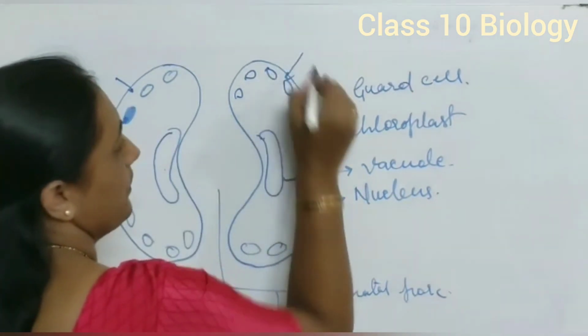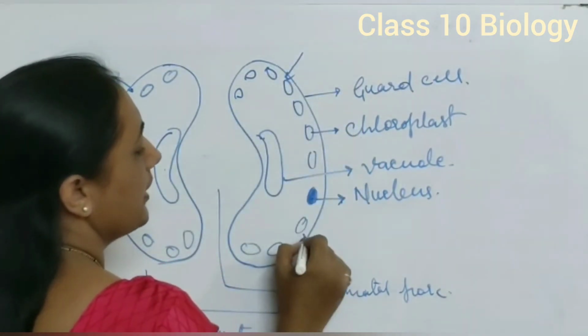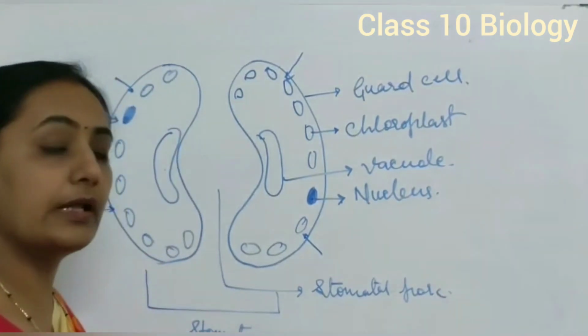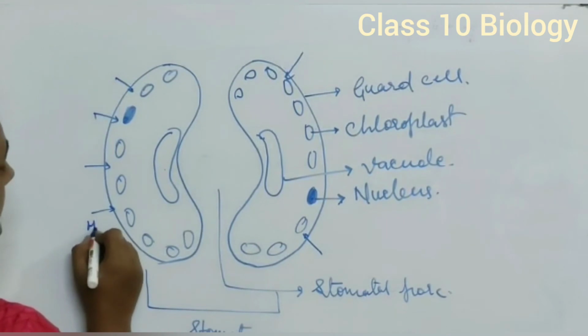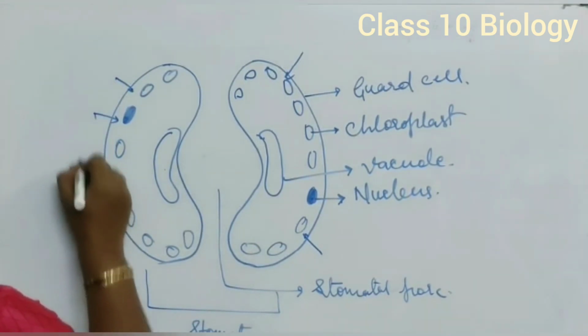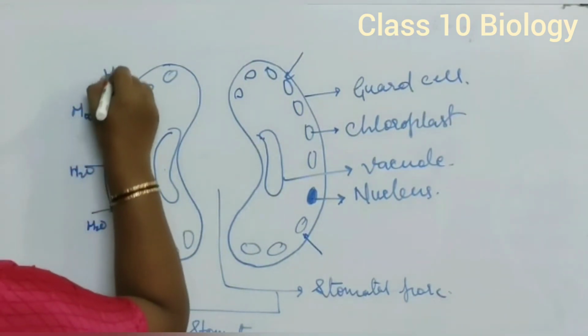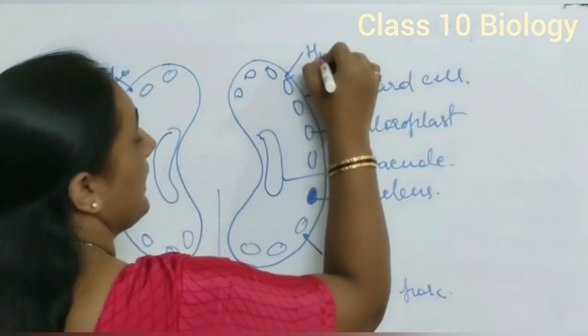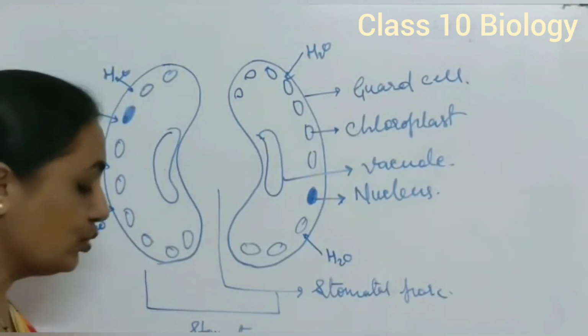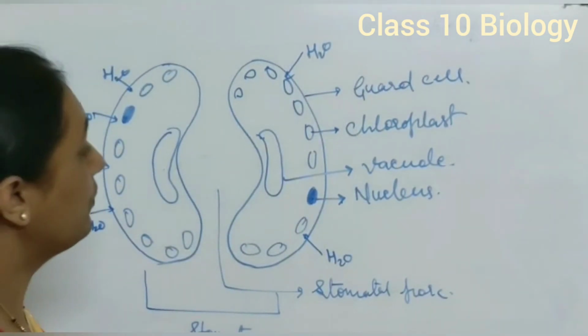You know, we discussed diffusion also. What is diffusion? Diffusion means movement of material from high concentration to low concentration. So when water enters, water diffuses inside the cell. By the time the cells get swollen up, they are getting turgid. As soon as cells get turgid, now what will happen?